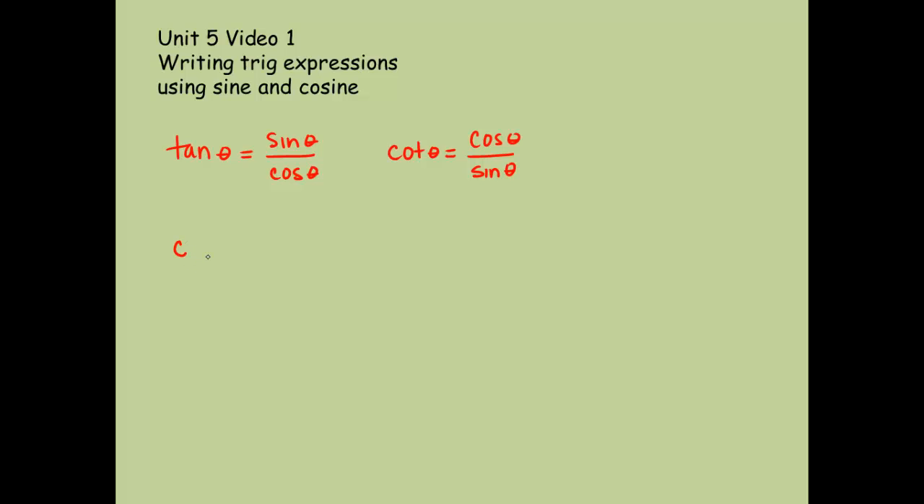And then we have our reciprocal functions. We have cosecant, which we can write as 1 over sine, which is the same as 1 over y, but this time we're going to write it using sines and cosines. And secant of theta is equal to 1 over cosine of theta, or 1 over x. So we're going to write it as 1 over cosine.